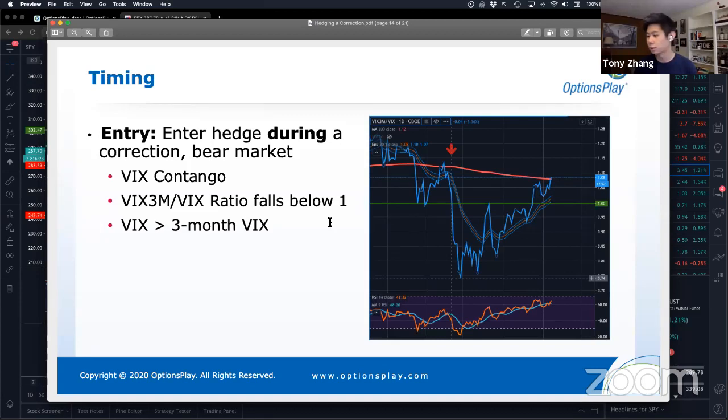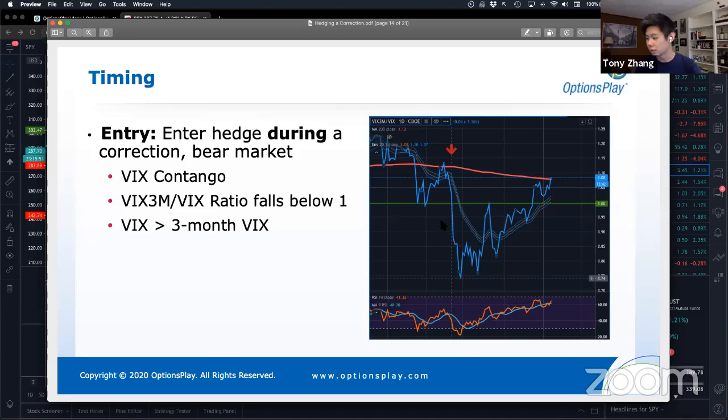So one of the ones that we looked at during this current correction is the VIX, and we will look at VIX contango. We look at when front month versus later month VIX inverts. Many times what we do is we measure the 3-month VIX versus VIX ratio. When it falls below 1, that's usually a good indication that risk is off. And then when it goes back above 1, that's when risk is back on. We'll talk a little bit about exiting a hedge, but let's first talk about entering a hedge.